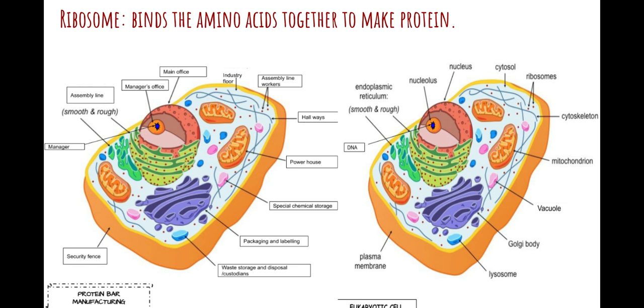Ribosomes. Ribosomes are like the assembly line workers of the factory who bring the raw materials together to build the final product. Ribosomes will bring the amino acids together to build cellular proteins.